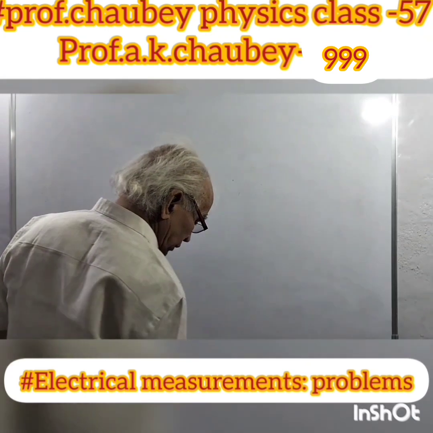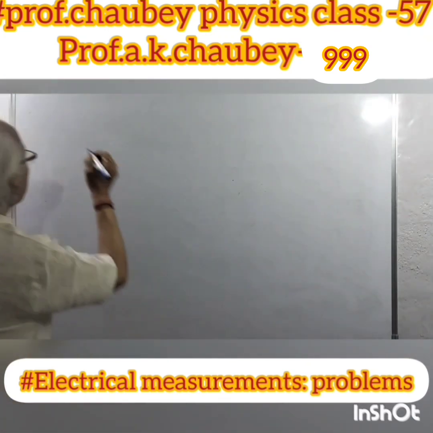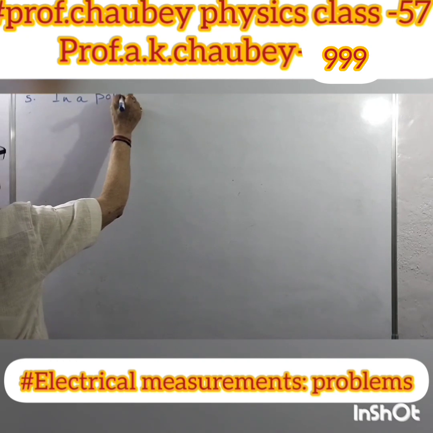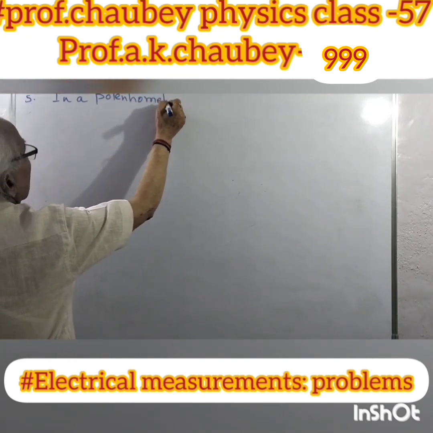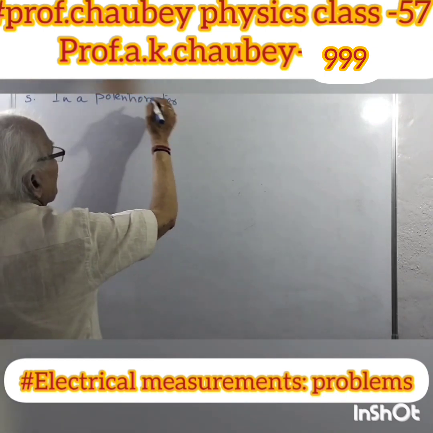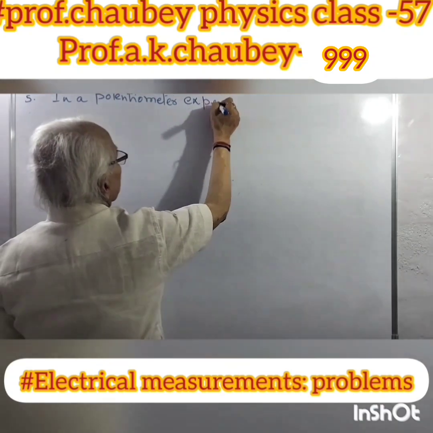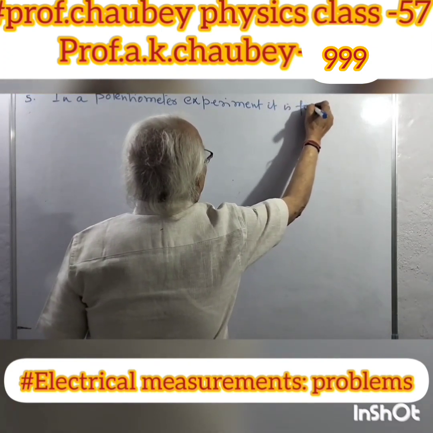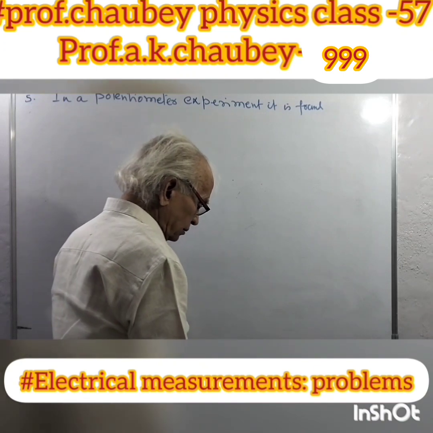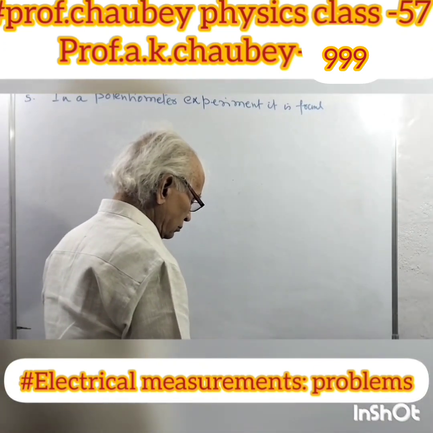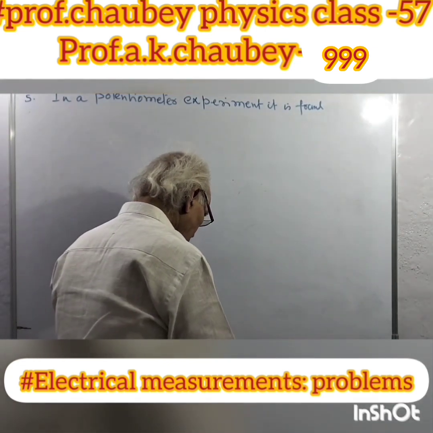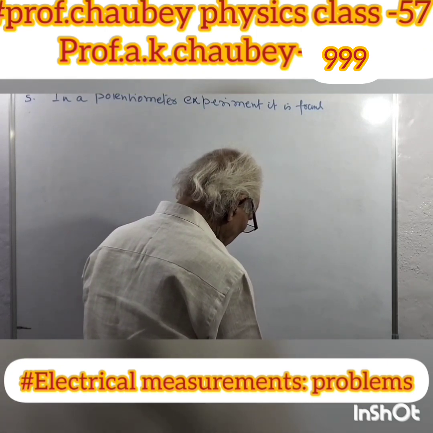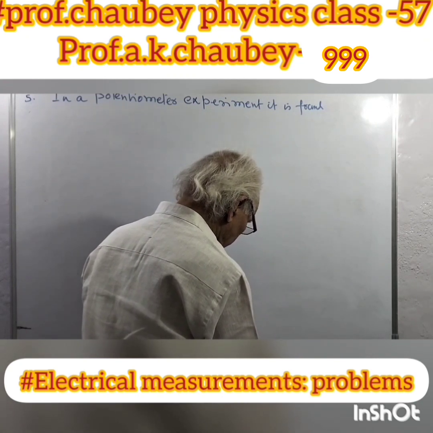Now next we do some more questions. In the potentiometer experiment, it is found that no current flows through the galvanometer when the terminals of the cell are connected.